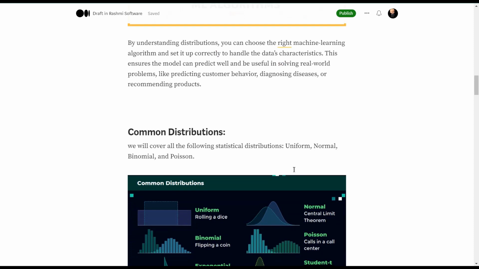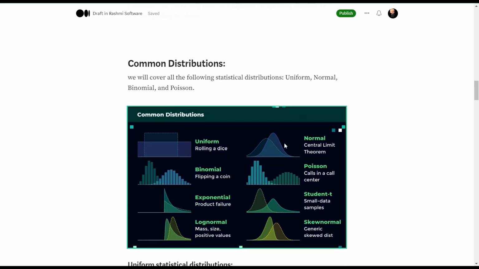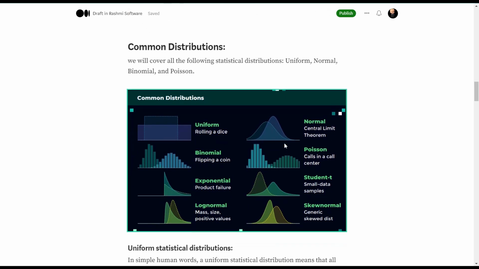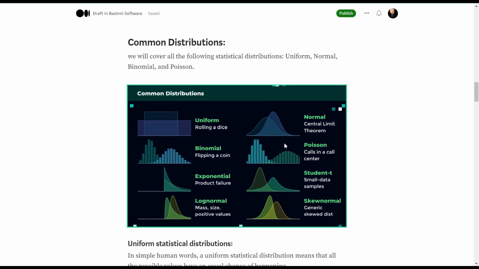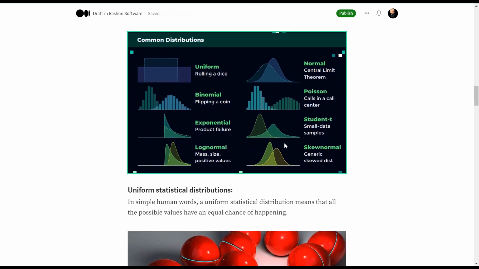What is common distribution? Many types of common distribution are shown in this diagram. We can see uniform, normal, binomial, Poisson, exponential, student, log normal, skew normal. Uniform means rolling a die. Normal means central limit theorem. Binomial, flipping a coin. Poisson, calls in a call center. Exponential, product failure. Student, small data samples. Log normal, mass size, productivity values. Skew normal, generating skewed distributions.